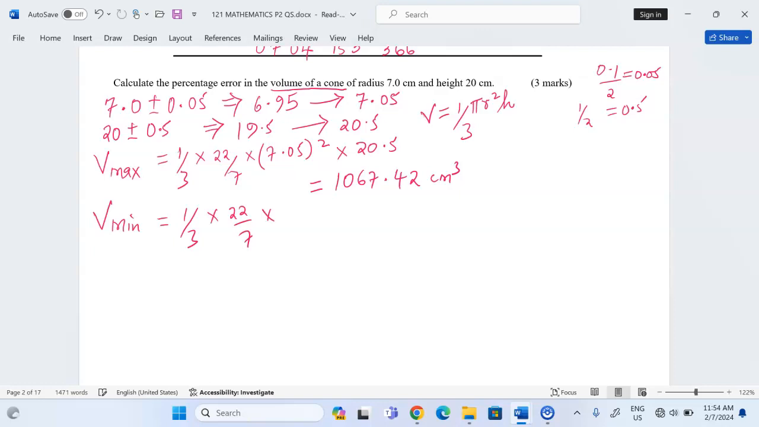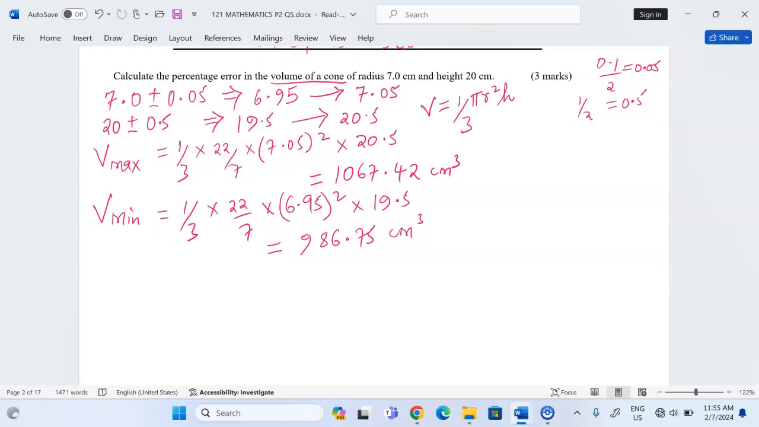The next is volume minimum, which is going to be given by a third pi. Then radius, we use the least radius, 6.95. This is what we will square, multiplied by h, which is 19.5. So when we compute this, I'm taking 22 times 6.95 squared multiplied by 19.5. Then I divide everything by 3 times 7. This is going to give us 986.75 cubic centimeters. That is all about the minimum volume.